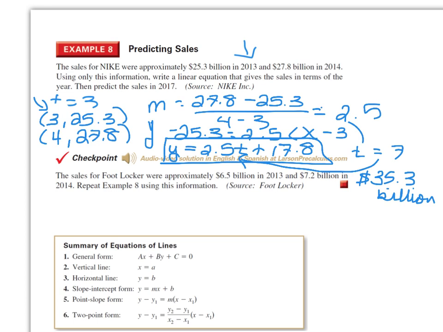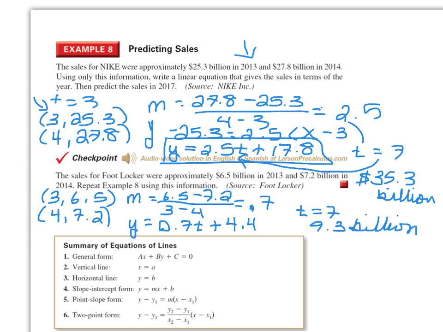Okay, go ahead and do the checkpoint, and let's see if you get the correct equation. Okay, so here is your equation. And after 7 years, $9.3 billion.